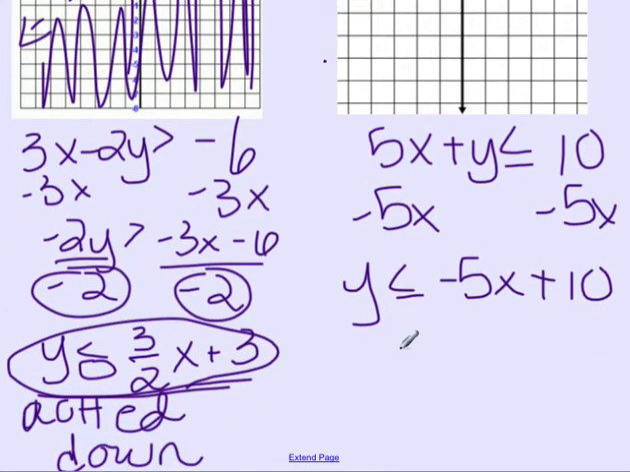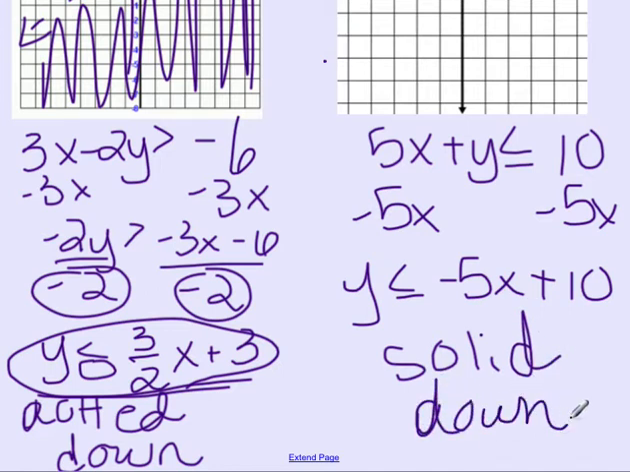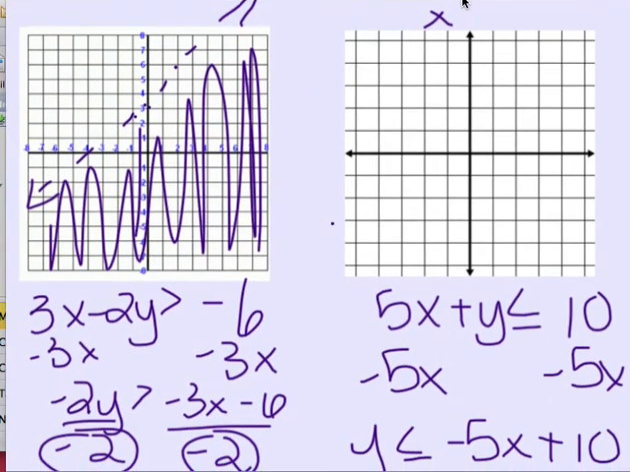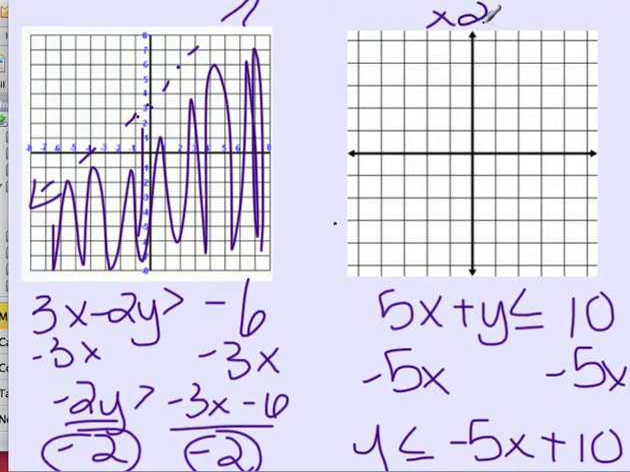Well, there's a solid line underneath, so my line needs to be solid. The alligator is facing away from the y, so I need to shade down. Solid line, shading down. So I'm crossing at 10, and I don't quite have 10 on here. So what I'm going to do is have the y-axis go by 2, and the x-axis go by 1. So if I'm going by 2's, I have 2, 4, 6, 8, 10. Here is my 10 right here.